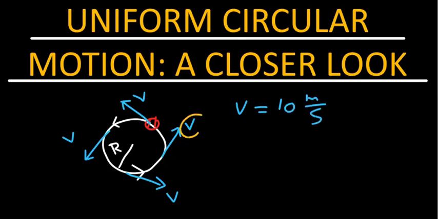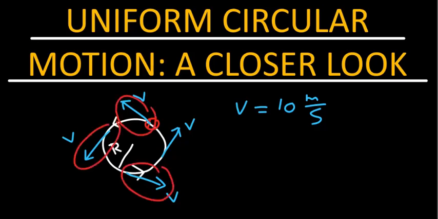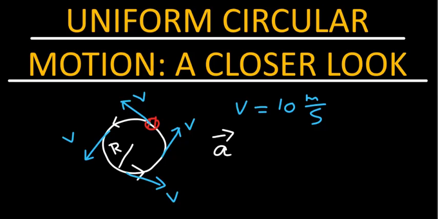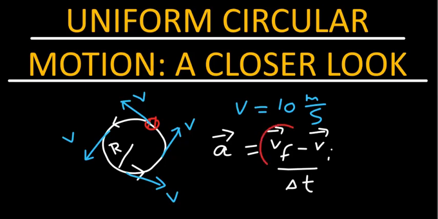Note that although the speed is always 10 meter per second, the direction of that velocity is not the same all the time. It changes like that. What that means is there should be an acceleration. After all, acceleration is defined as the final velocity minus the initial velocity over a certain time interval. So as long as this number is different from that number, there should be an acceleration.